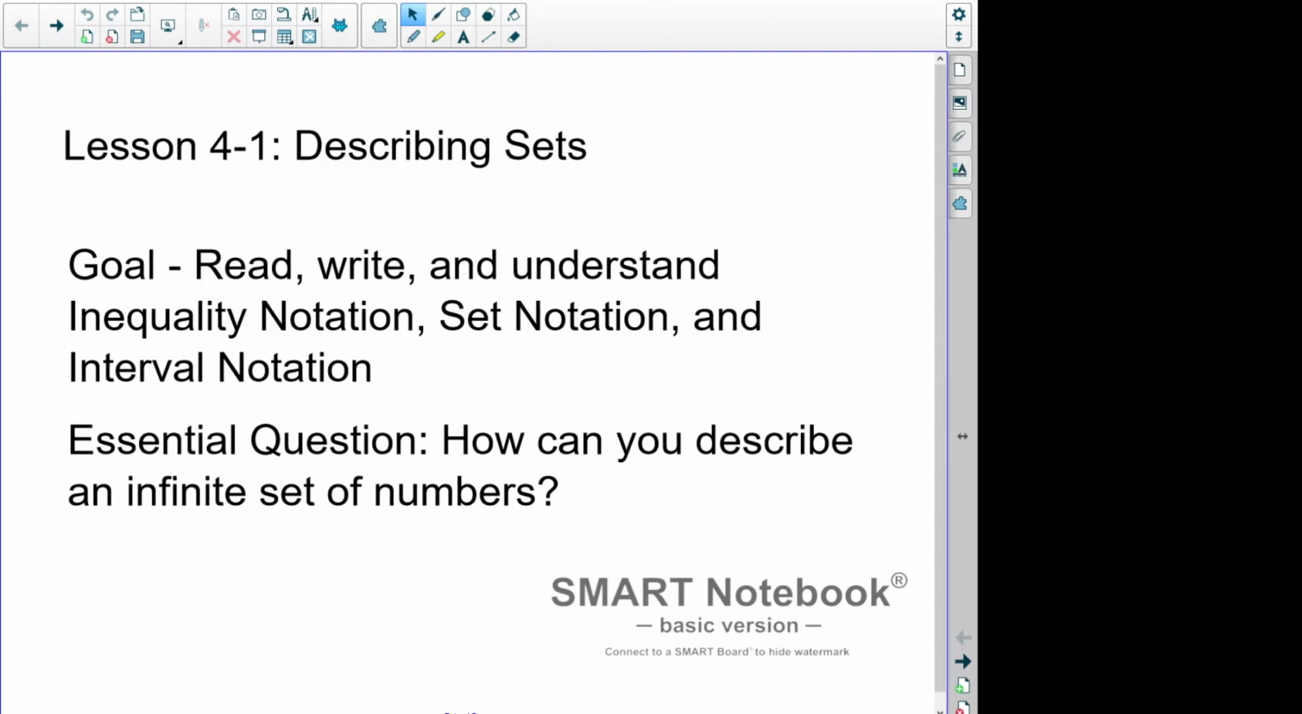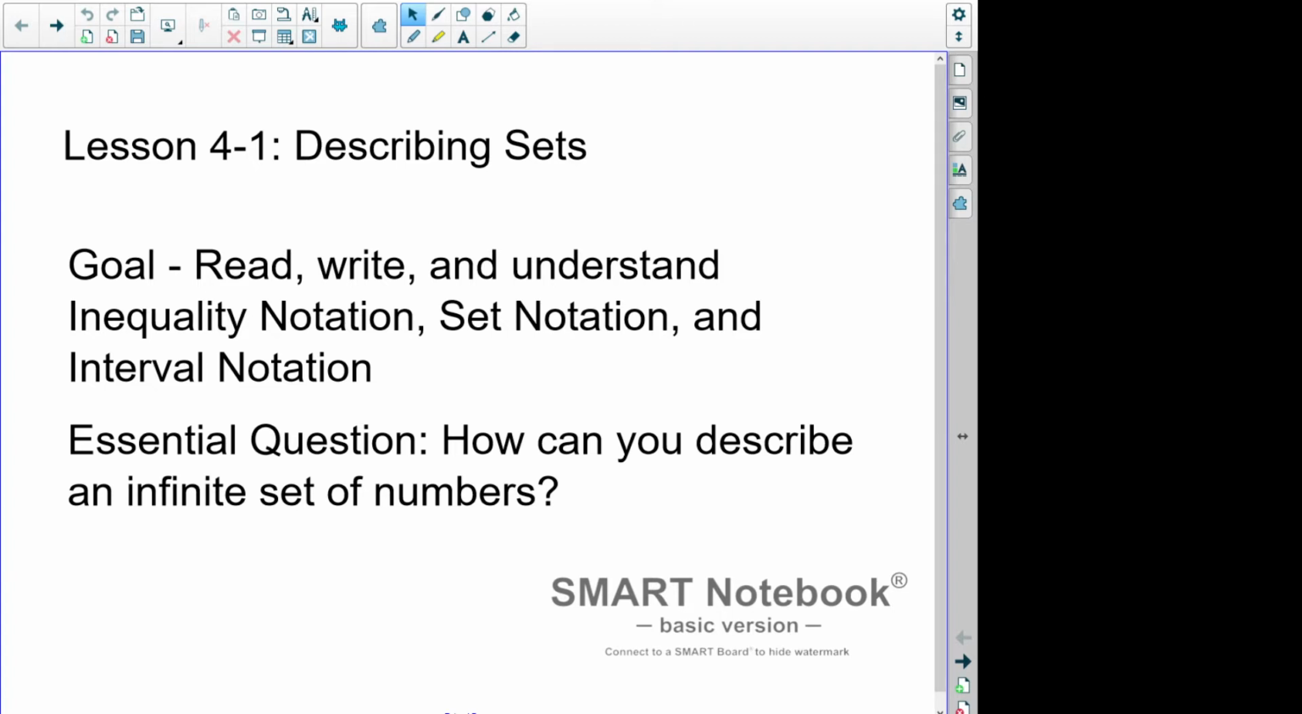So today we're going to be talking about describing sets of numbers. And so our goal today is to be able to read, write, and understand inequality notation, set builder notation, and interval notation. Interval notation is going to be the most common one that we use. Inequality notation is probably what we're most familiar with, and then set notation is a bit more formal way of describing sets of numbers. So our essential question is, what are all the different ways that we can describe an infinite set of numbers?